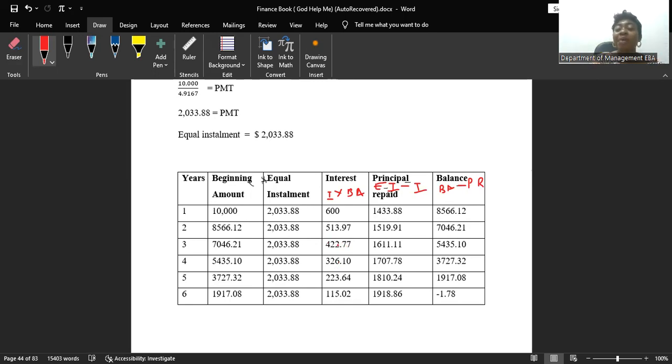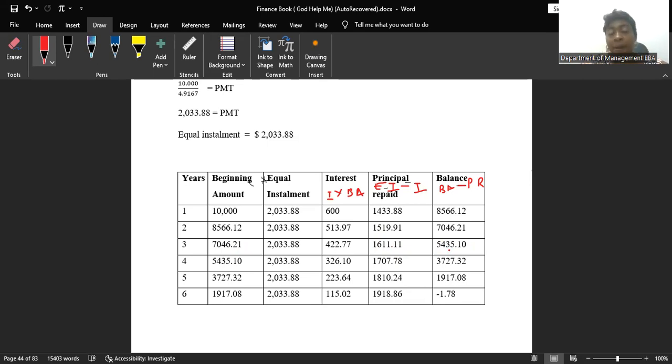Want to know the principal amount that we paid for the third year? That will mean you subtract it from the equal installment. Then you know the principal paid for the third year. So this is what you got. Now we want to know the principal balance left. That will be the beginning principal of the third year minus the principal paid for the third year. And this is what we have. Okay.